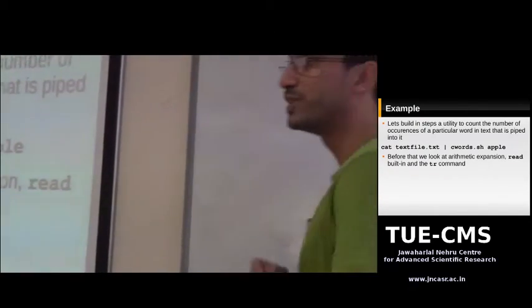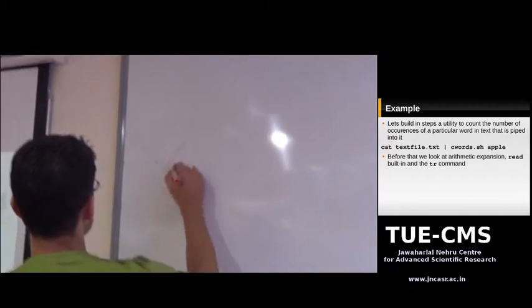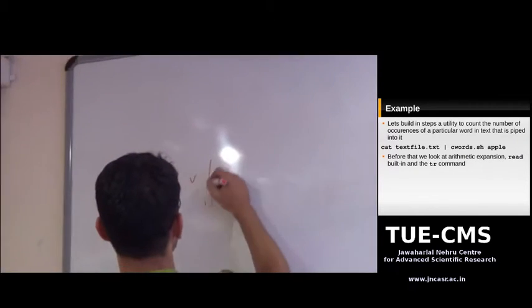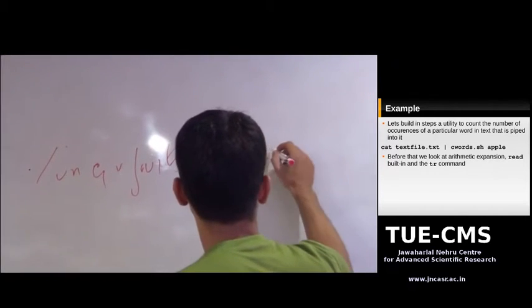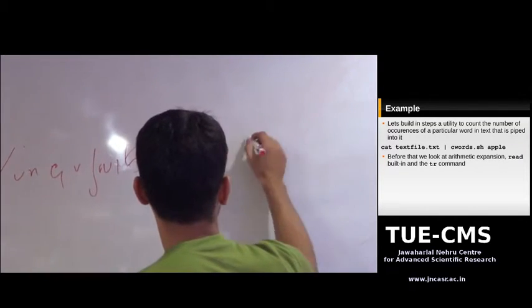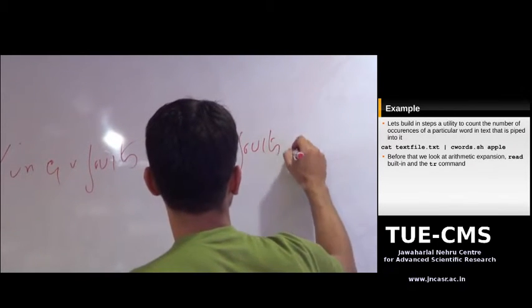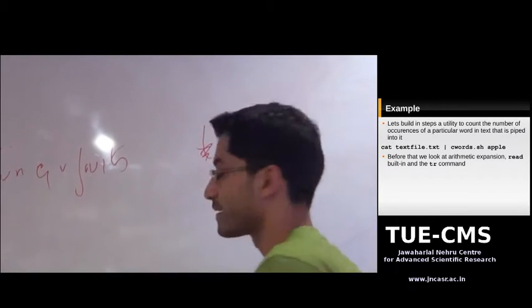So you remember our unique fruits program? Our unique fruits program was like this. Type unique fruits and the name of the file, fruits.txt. This is how our command worked.